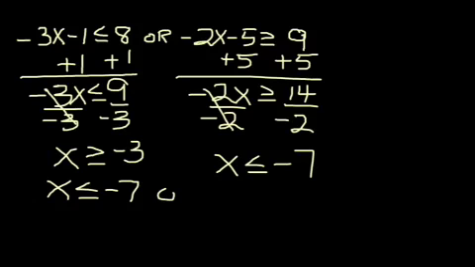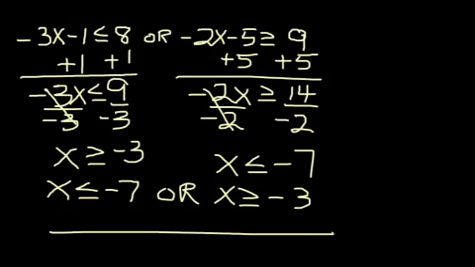Need the word or, very important part of the answer, or x is greater than or equal to negative 3. X is less than or equal to negative 7, or x is greater than or equal to negative 3. If you were to look at this on a number line, here's 0, we could say that we include this, so this is colored in, and everything is shaded to the left of negative 7 to show that all of those are solutions for this inequality.